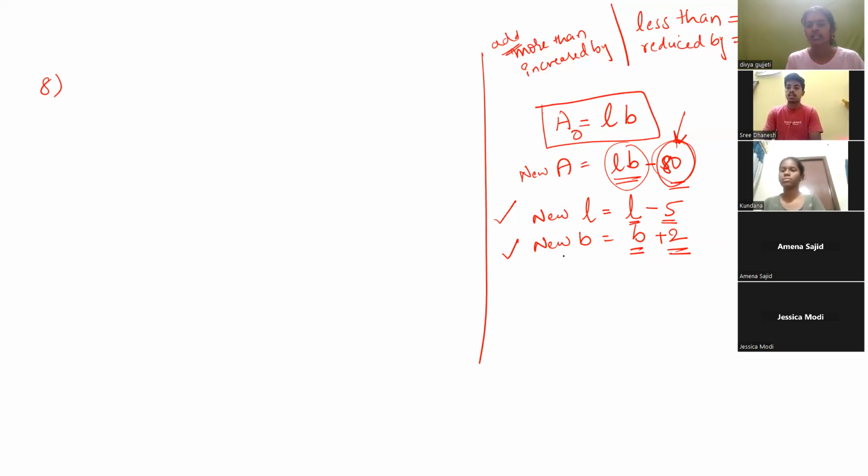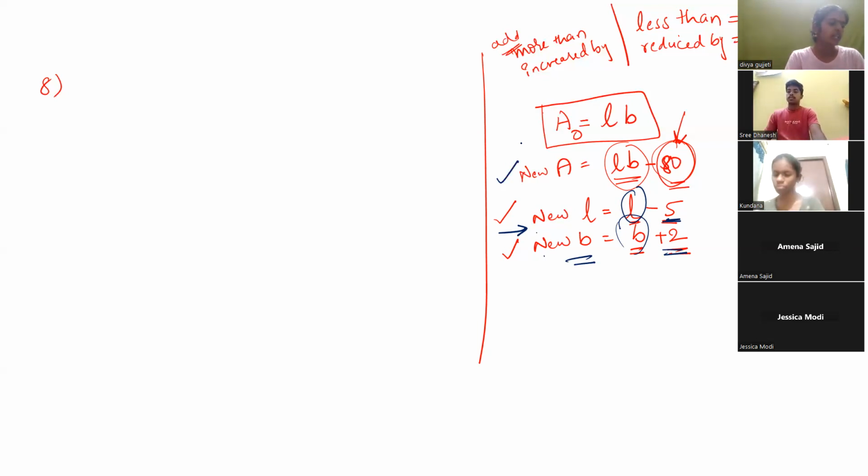So new length we are taking here. They said that its length is reduced by 5 units. Reduced by means original length minus 5. Reduced by how much? 5. So original length minus 5. And also they said breadth is increased by 2. So the new breadth is nothing but original breadth plus 2. Increased by 2, so you'll add 2. Clear now? Okay, so new length, new breadth and new area. Let us go further. I'll explain you further.